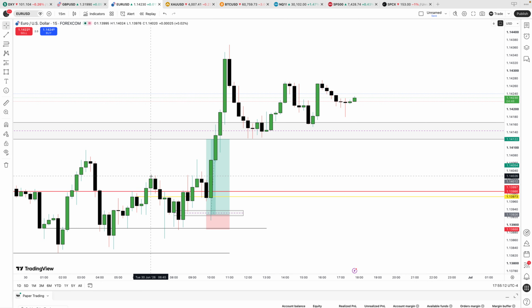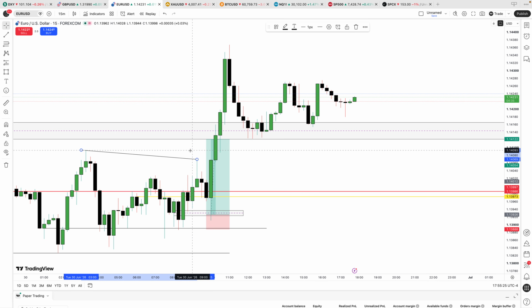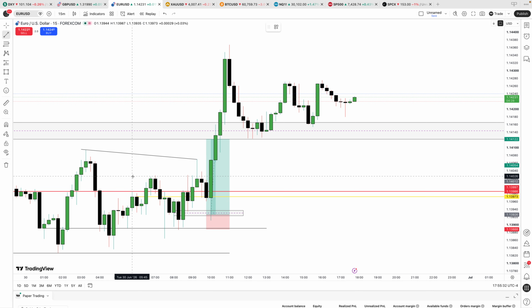When this happened, this is a breaking market structure, but this high wasn't taken. It gave us a lower high here. You can see there was no sweeping liquidity at this point, and here you can see there's a breaking structure.